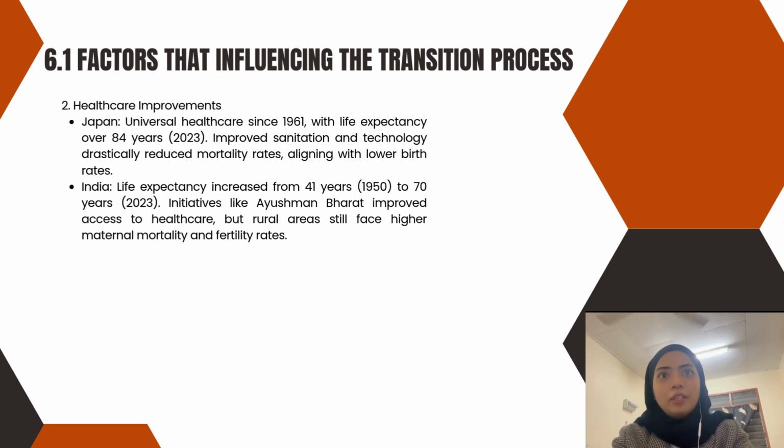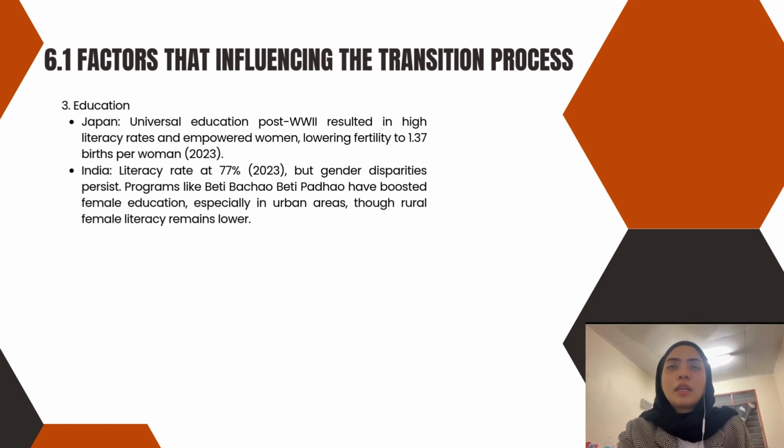Programs like Ayushman Bharat have improved healthcare access, but rural areas still face challenges such as higher maternal mortality and fertility rates. As both countries prioritize their education systems, Japan prioritized universal education after World War II. This empowered women, delayed marriage, and reduced fertility to just 1.36 births per woman by 2023.